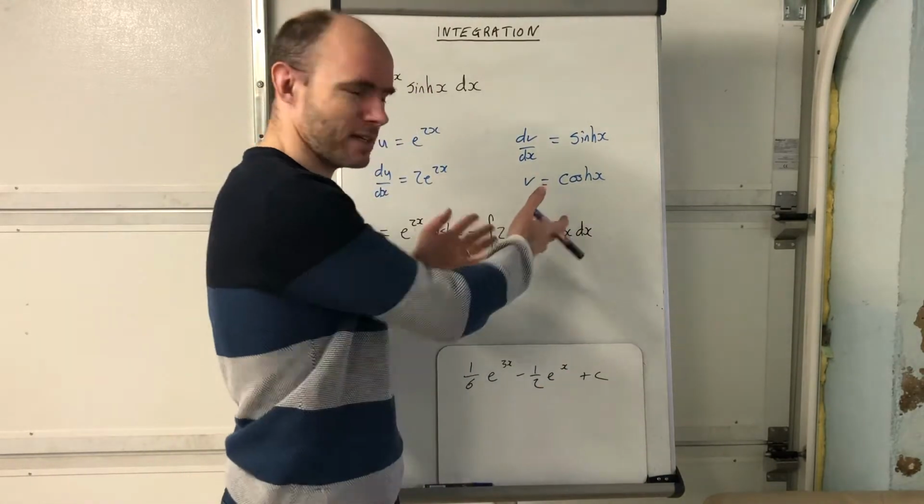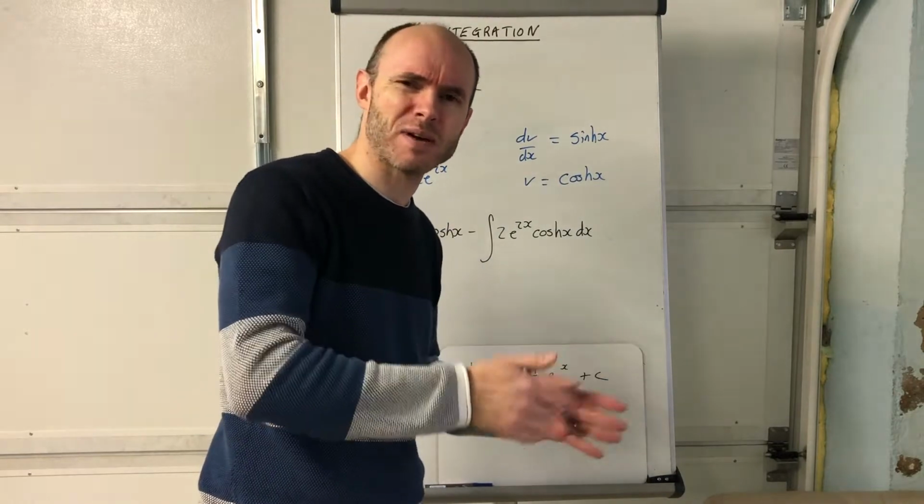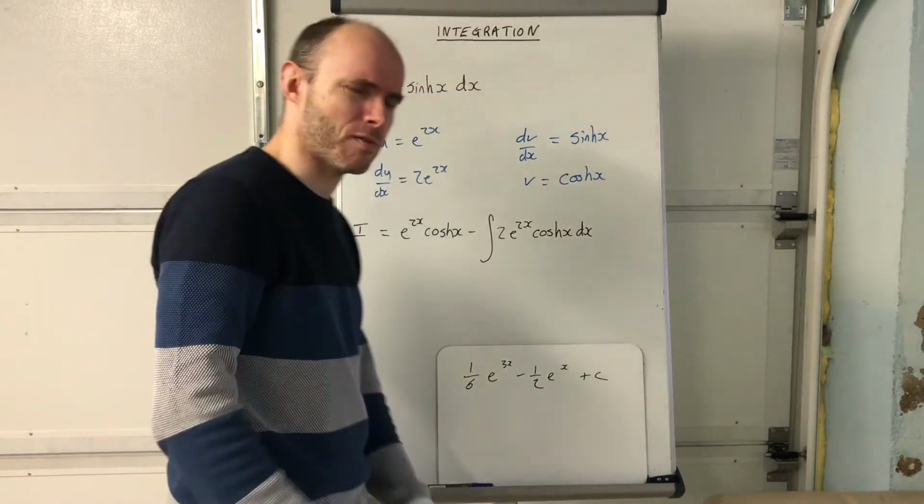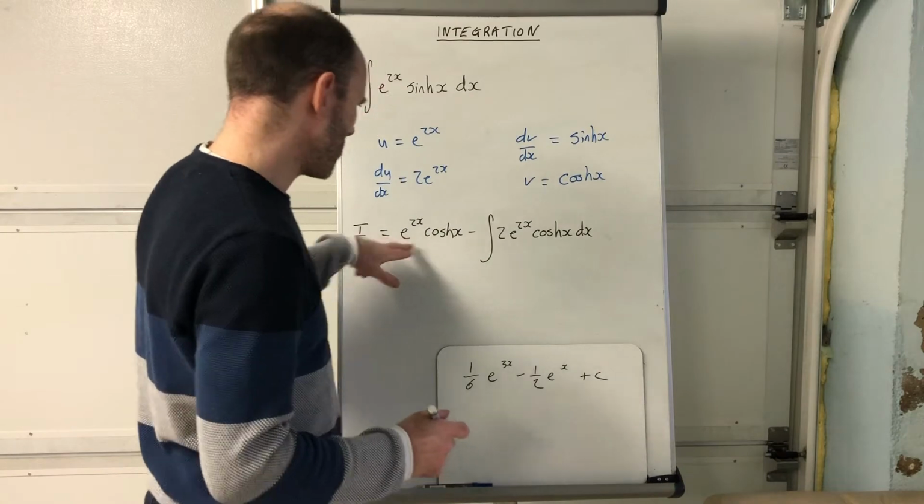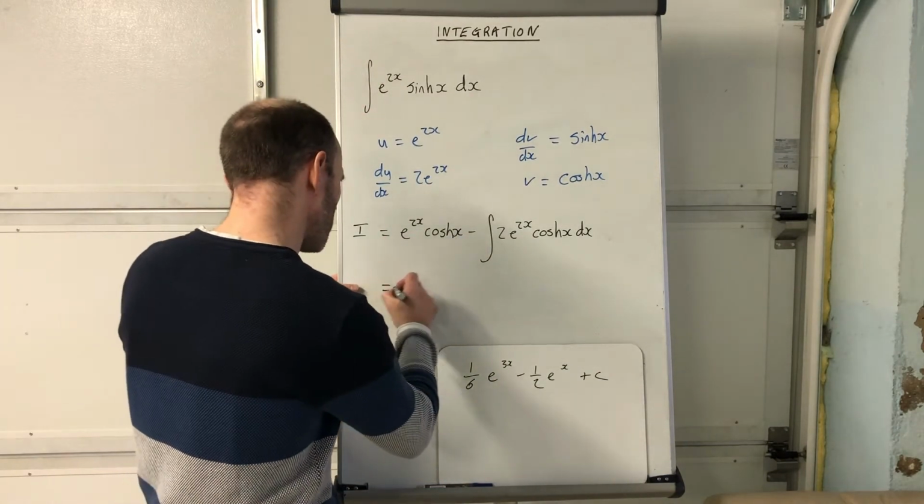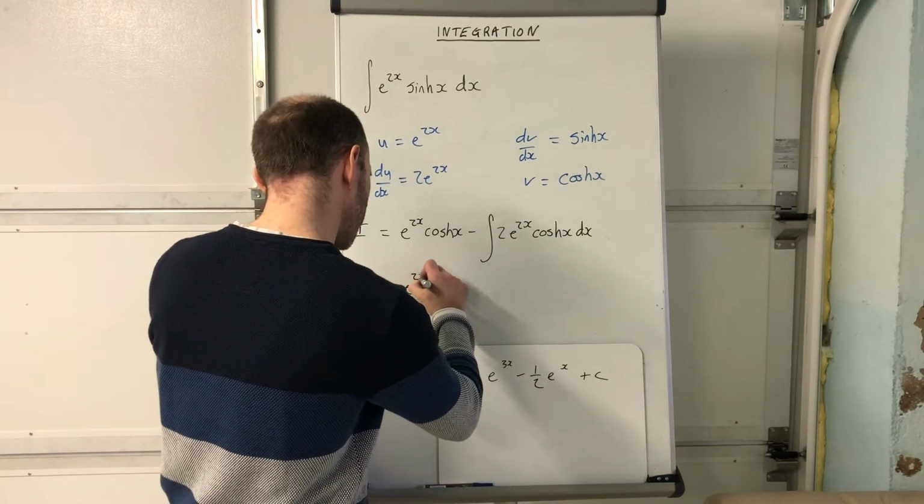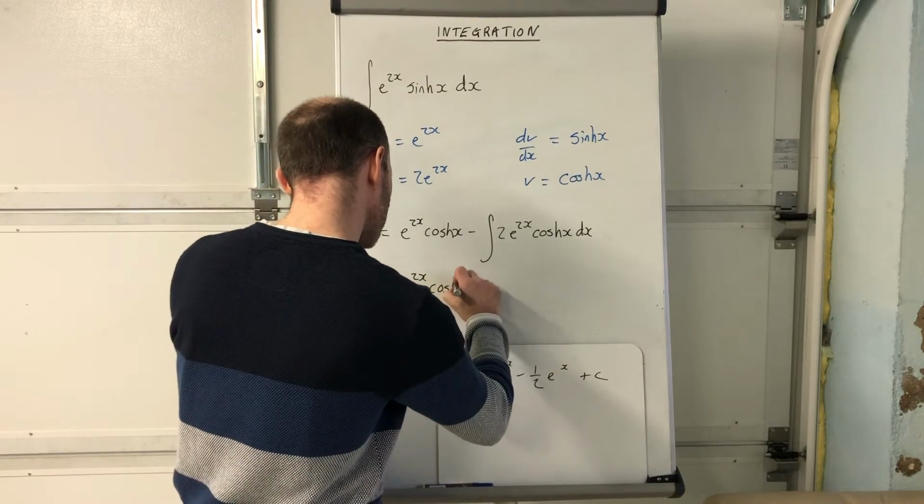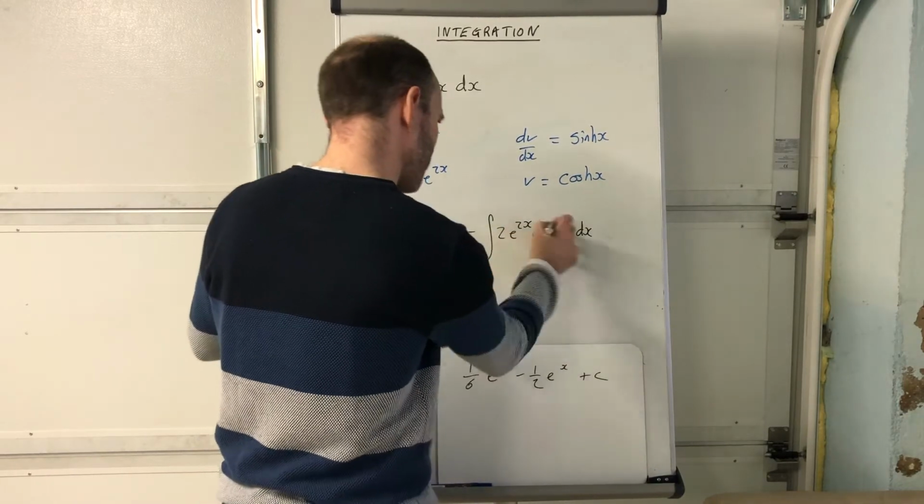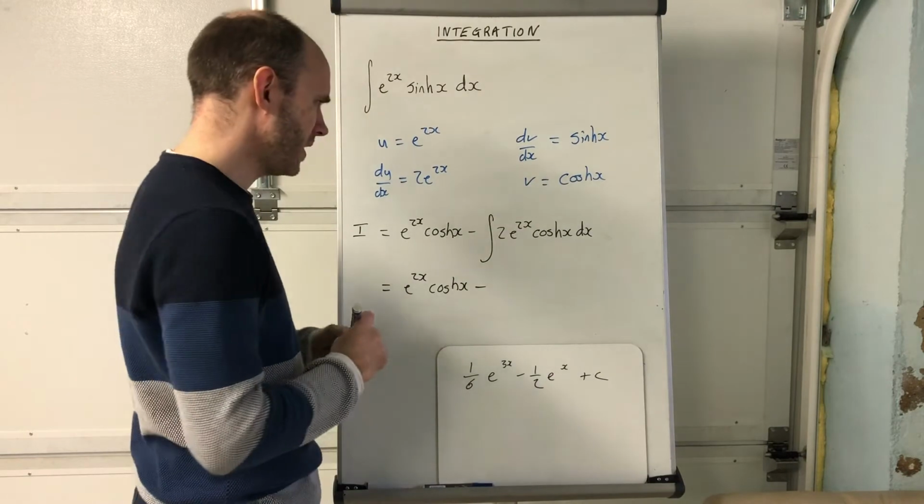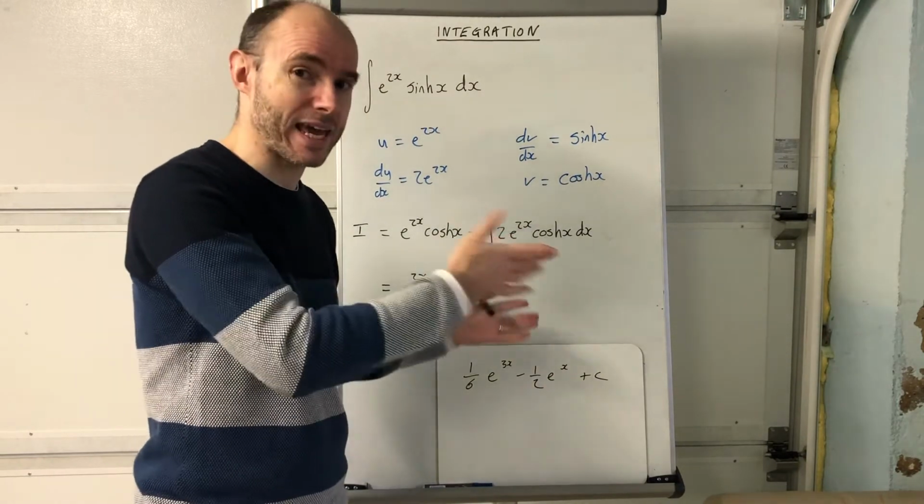But sometimes the good thing about mathematics is seeing what other methods are available to us. Okay, so we got to this stage, so part of our final answer will be e to the 2x cosh x. We just have to figure out this integral here. So what I'm going to do is use by parts again on this.